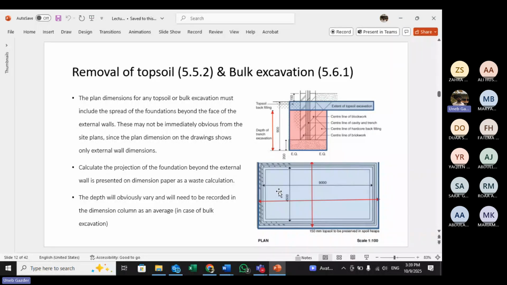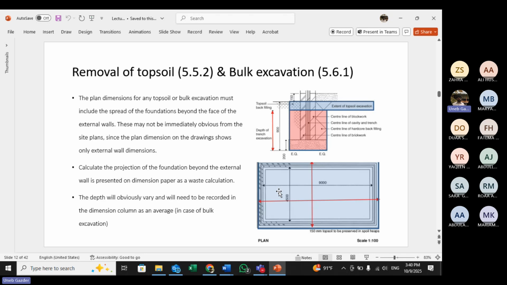One internal dimension is 4,500 millimeters. The other one is 9,000 millimeters. So 4.5 meters, 9 meters. Now, when I do my construction, it involves the walls, right? So I have to include the walls. My construction involves the footing as well. Now, the footings which are inside the plot are no problem. They are already included when I take the plot size.